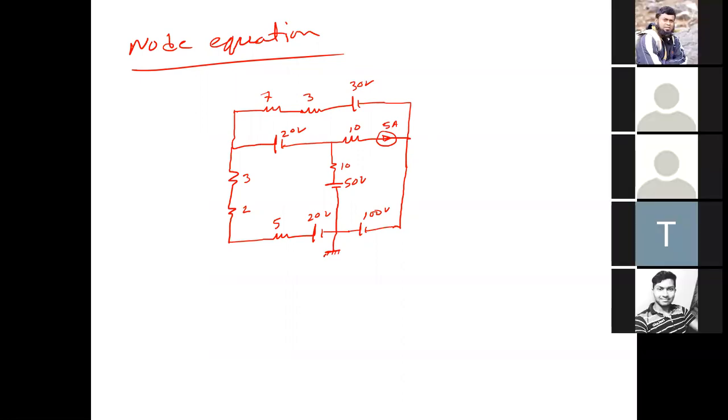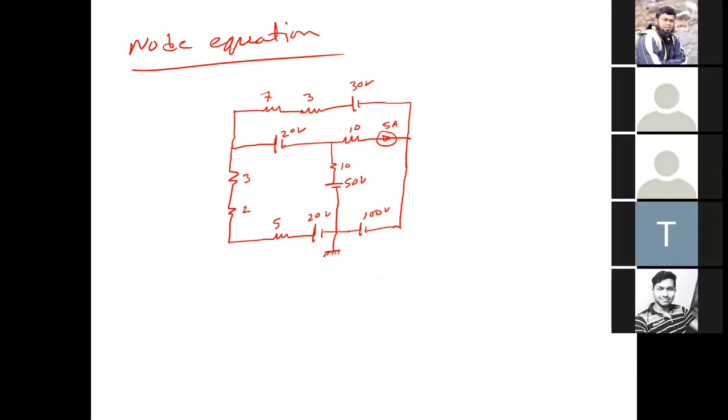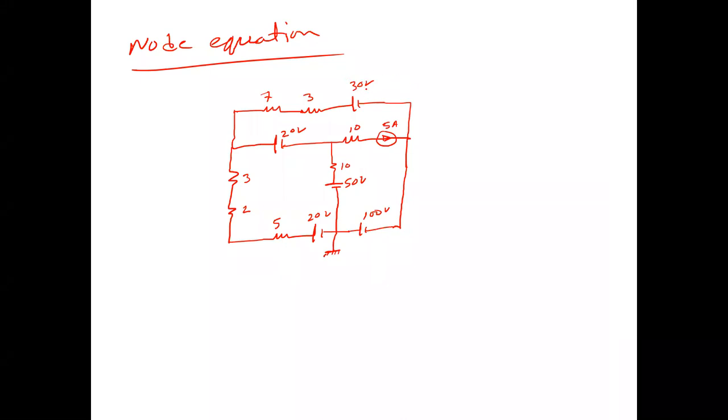Are all clear? Yes, sir. In the loop equation, suppose these voltage sources are parallel, then any load, any node, all are omitted. Okay, and for anything in series there is no problem.